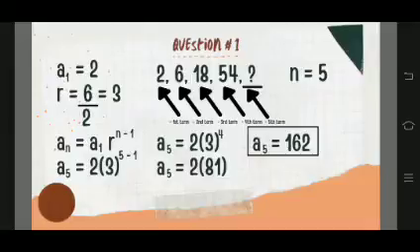And so, the nth term for question number 1 is a sub 5 equals 2 multiplied by 3 raised to 5 minus 1. Solve it, and we have a sub 5 equals 2 times 3 raised to 4. Then we solve the exponent, 3 raised to 4 equals 81. Multiply that by 2, and we have 162. So our a sub 5 equals 162. Our missing term, the fifth term, is equal to 162.